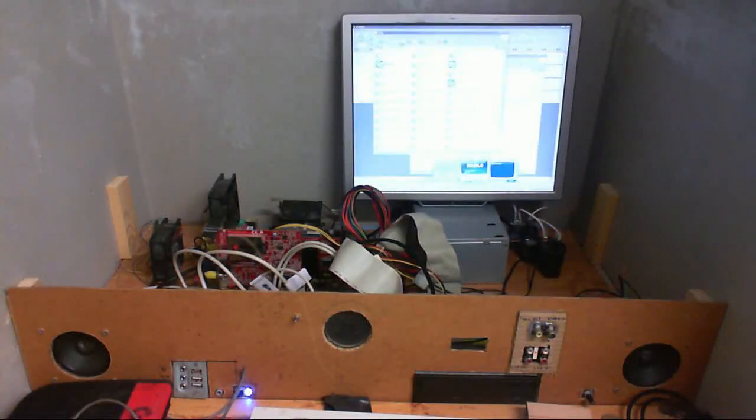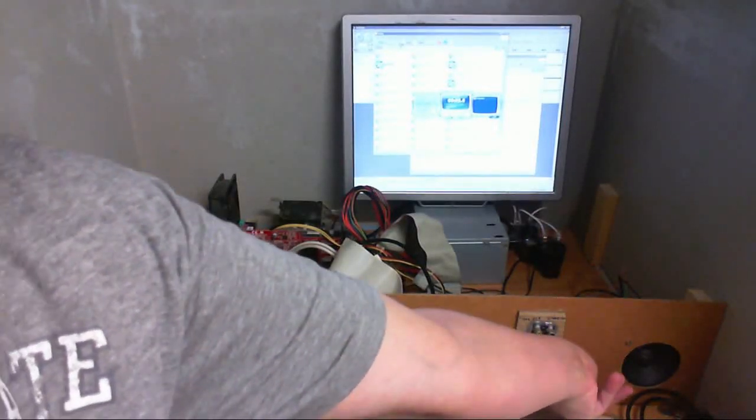Okay, so let's play a MIDI, because pretty much everybody knows how PC MIDI sounds. So let's play something. And of course it would help if the volume was turned up.